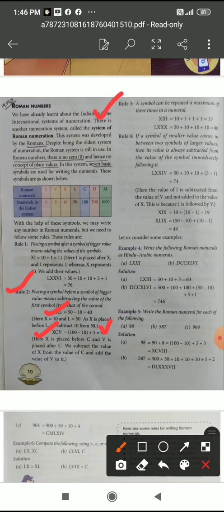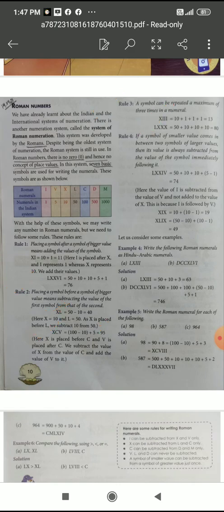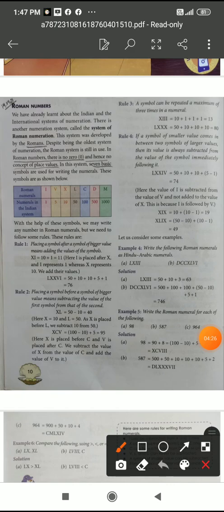A symbol can be repeated a maximum of 3 times in a numeral. Means XIII we can write. But we cannot write XIII then another I. So 10 plus 1 plus 1 plus 1 is 13. Then XXX we can write. Then comes rule number 4.